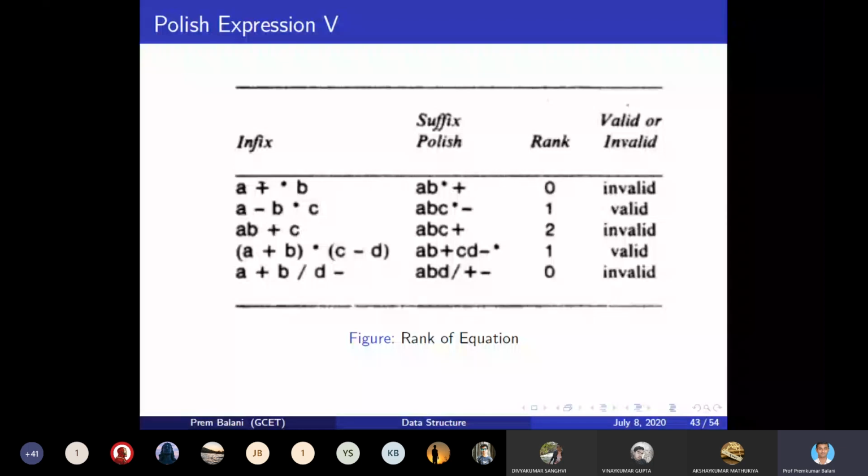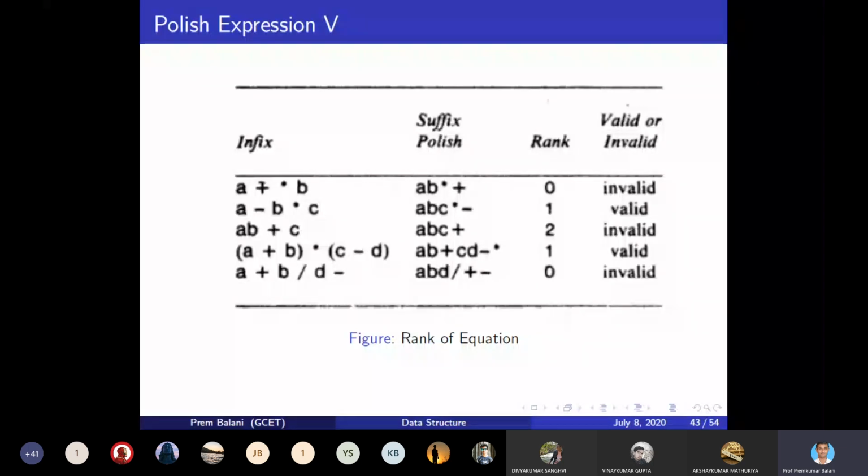So how to find rank? Rank is found by considering all the operands as 1 and all the operators as -1, and you keep adding this in one counter, or you say rank. For example, the first expression: a plus b. When I say a plus b, plus is the operator and a and b are the operands. For every operand you encounter from left to right, you add 1 to the rank, and for every operator you subtract 1 from the rank.